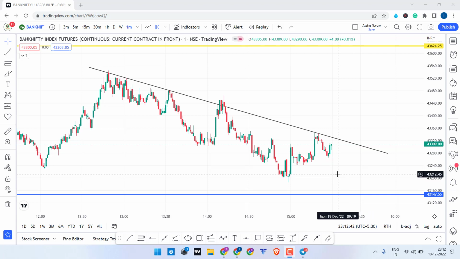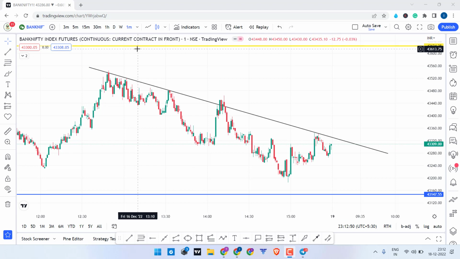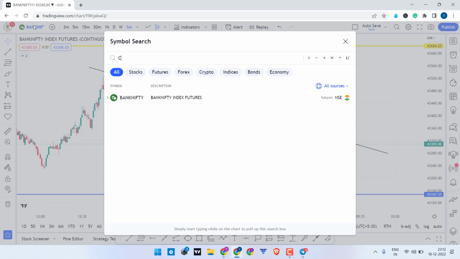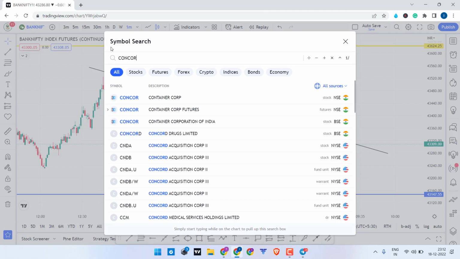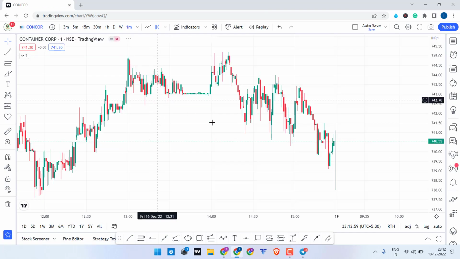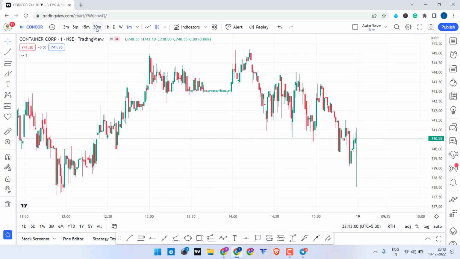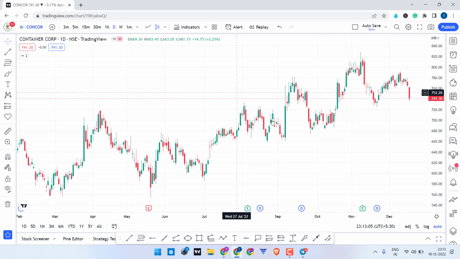I have shown you examples of both, and even if you want to go for any other stock, let me also show you. I'm showing you multiple time frames. I'm showing you multiple examples. The only reason is to make you more comfortable with the concept.